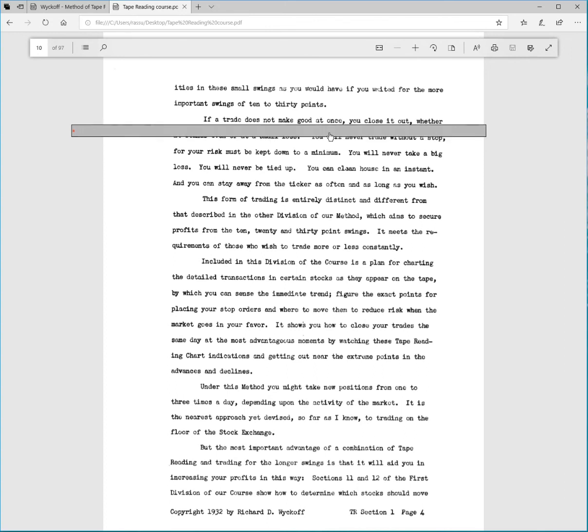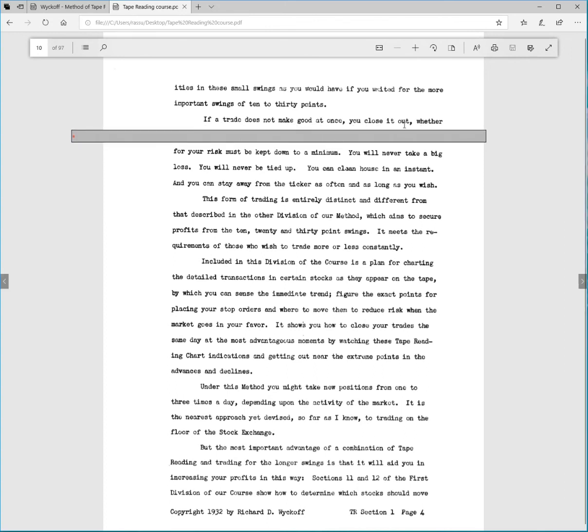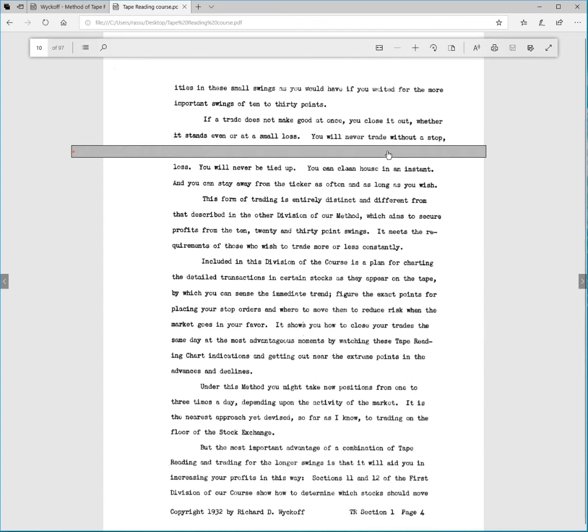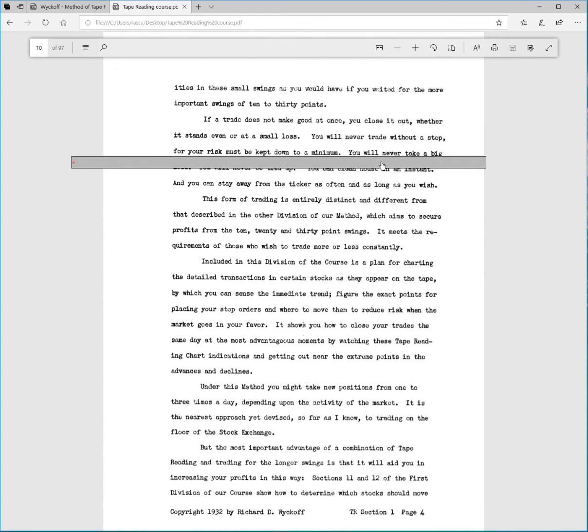If a trade does not make good at once, you close it out, whether it stands even or at a small loss. Again, if the market contradicts you, you close it. You will never trade without a stop, and the risk must be kept to a minimum.